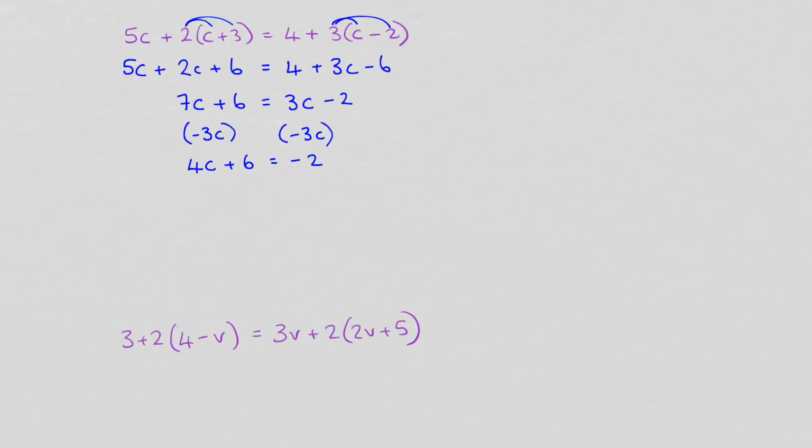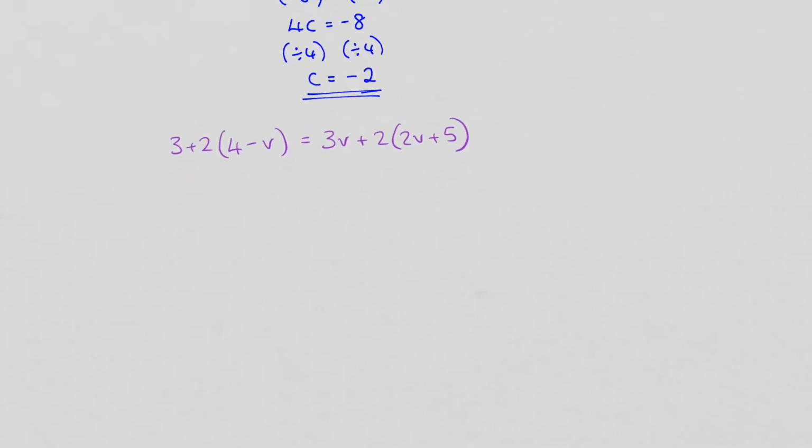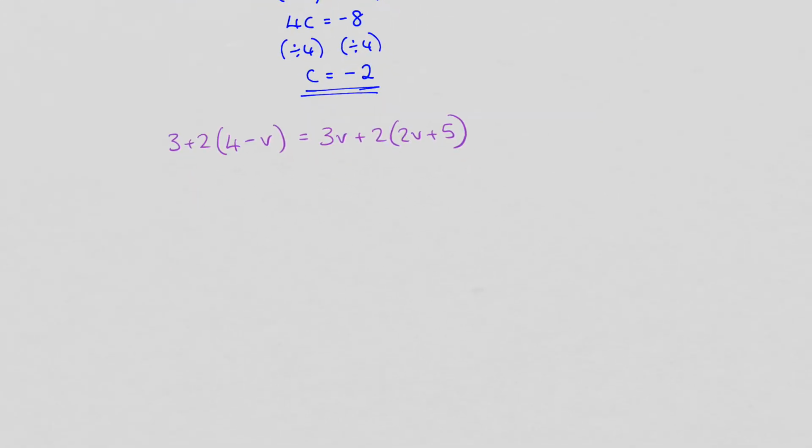Okay, so now we've got to subtract 6 from both sides. Gives you 4c is negative 2, take away 6, that's negative 8. Divide by 4. So c equals negative 8 divided by 4. So a negative divided by a positive, when the signs don't match, that's negative. And then 8 divided by 4 is 2. Okay, so c is negative 2. And then the very last one for today.